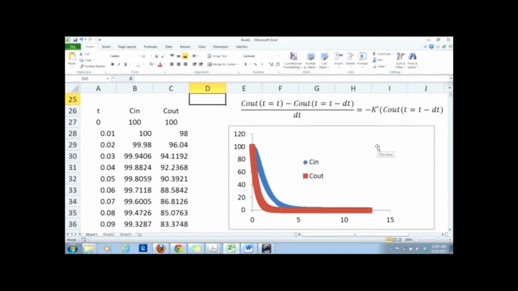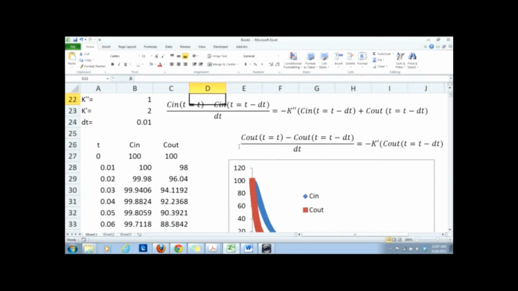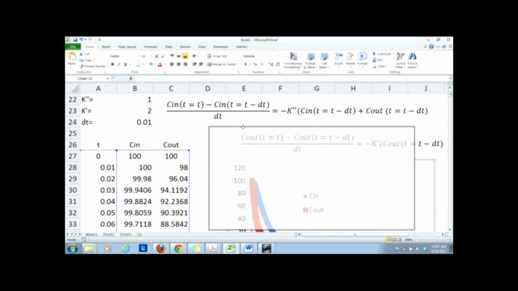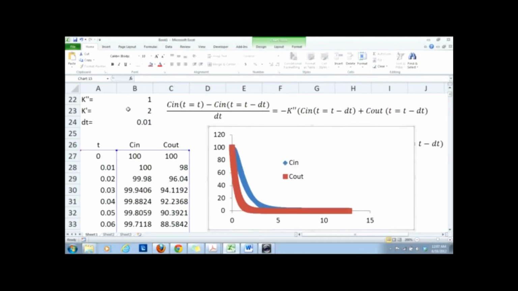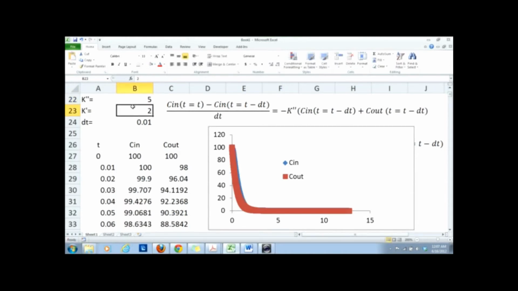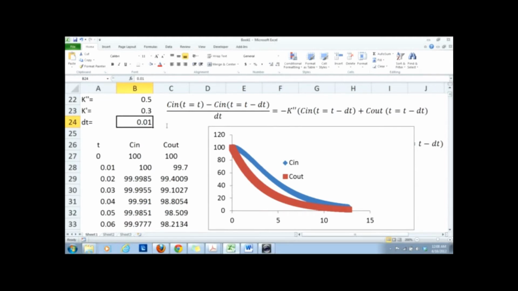However, we can vary the speed by changing the diffusion coefficient. For example, now we have k double dash equal to 1. If I put k double dash equal to 5, then the speed is much faster. And if I put it lower, like 0.5, then the speed is slower. It's like a dynamic model, where I can change the numbers and see the results right away.